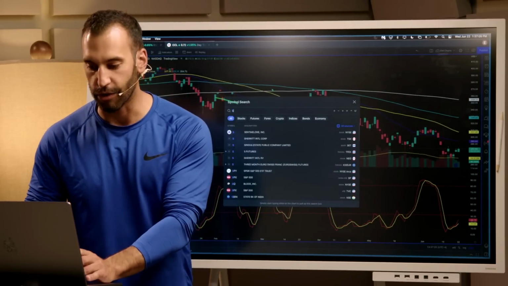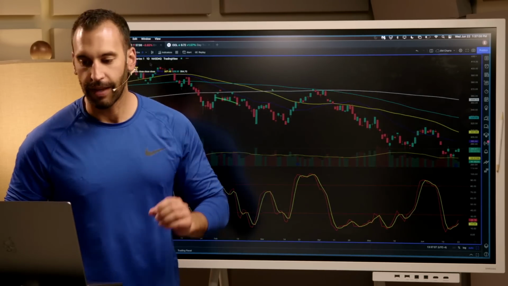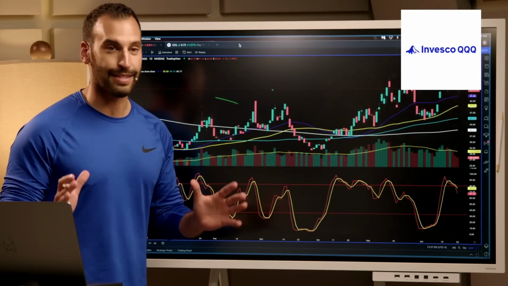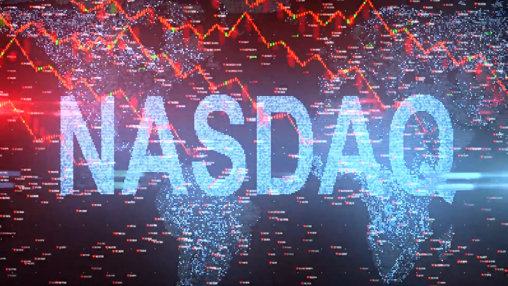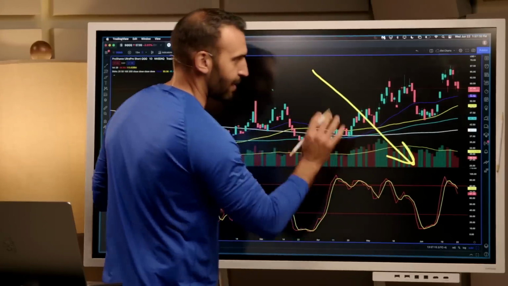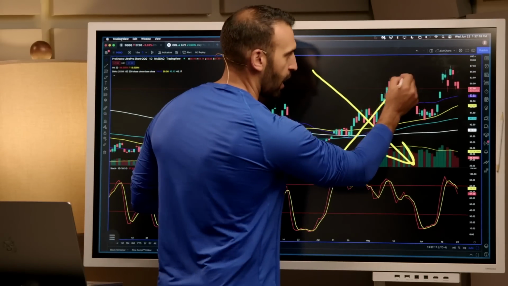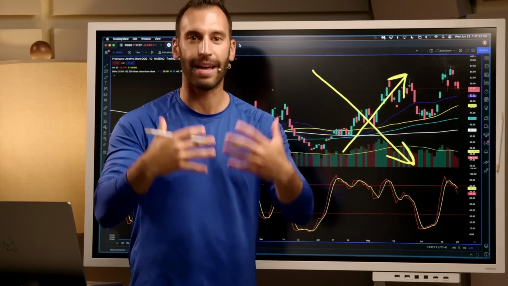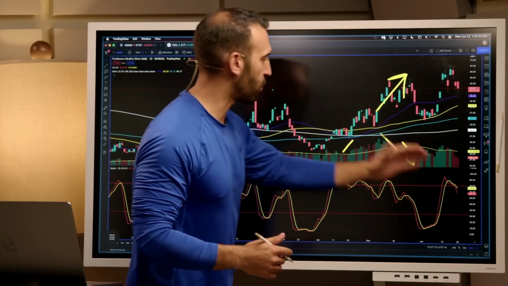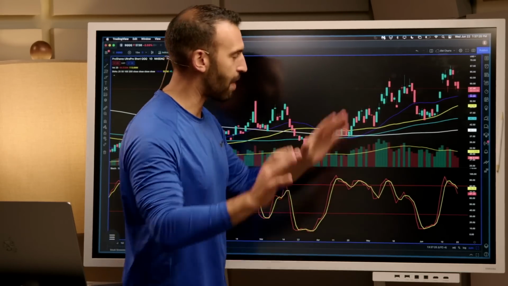I have a solution for you. They're called inverses. I just showed you QQQ, which is the NASDAQ. This is SQQQ. So when the NASDAQ is coming down like this, these inverses are actually going up. So it is a way for you to go short, but you're actually buying shares and going long. Let me show you one more time.